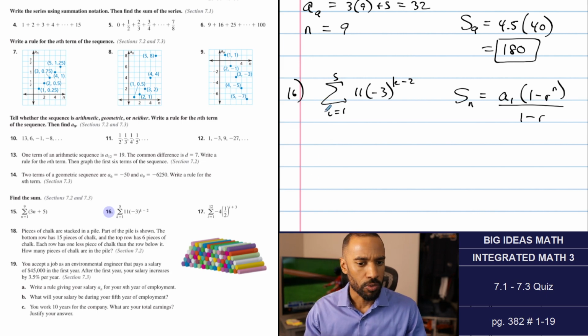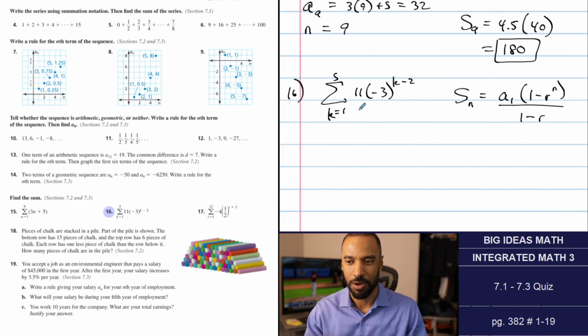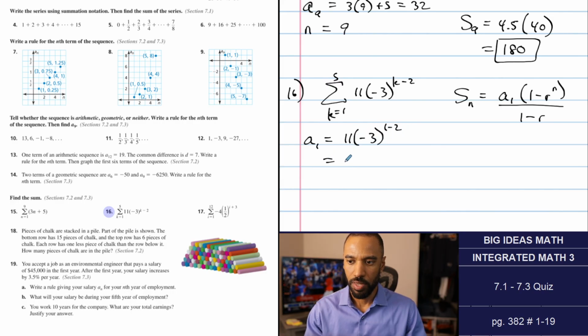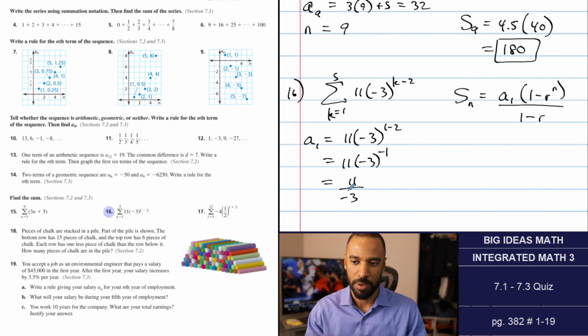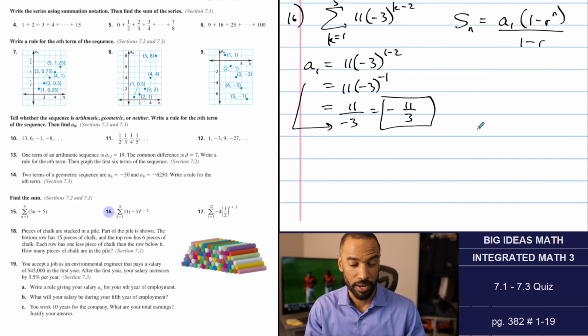Now, the first term. This must not be an i if that has a k right there. The value of the first term, we actually got to substitute 1 into there instead of just assuming it's that 11. This is 11 times negative 3 to the negative first power. Negative exponents means division, so we're dividing by negative 3 to the positive first power, so negative 11 thirds. This is the first term. Weird number, we're going to have to deal with it.